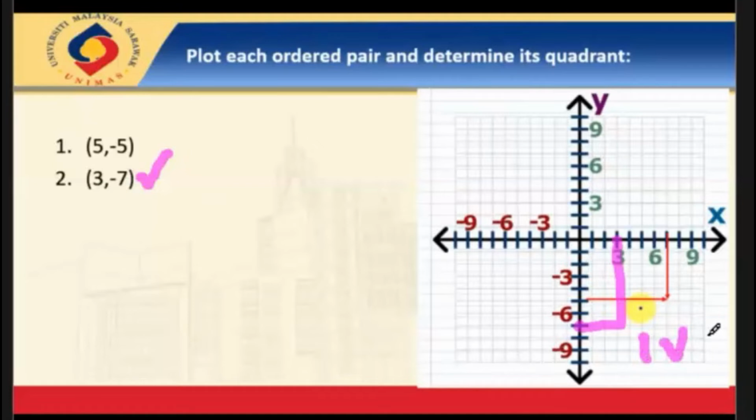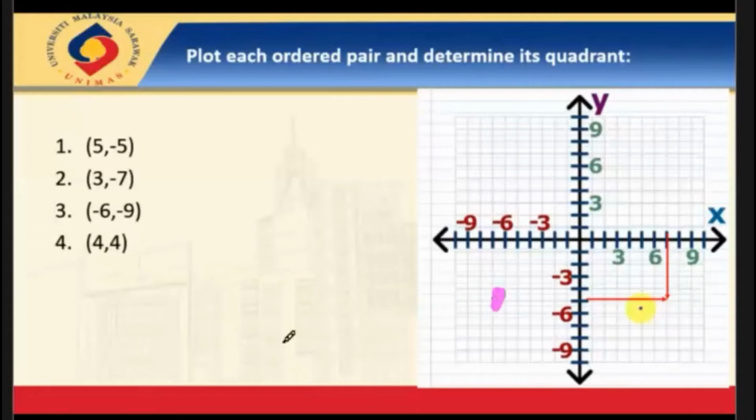Okay, and the next one, who wants to try? Or just tell me the quad number, in which quad will it be? Quad 3. Yes, good. Quad 3, because x is negative and y is also negative, so this will fall here, in this quad. Yes, you are right.